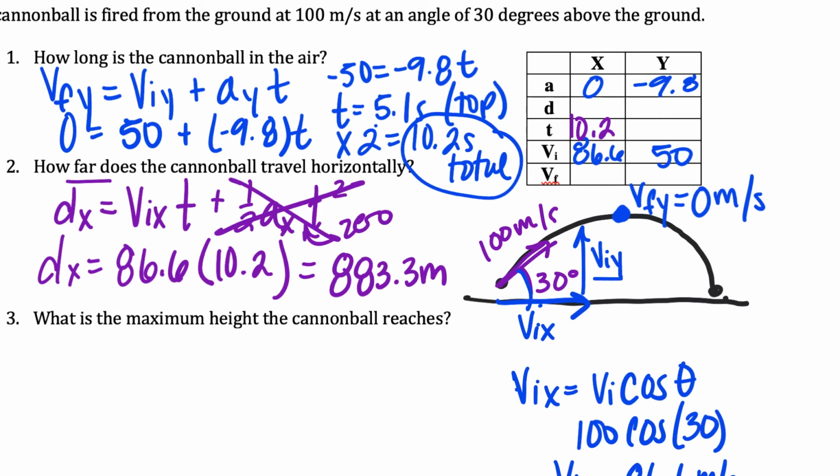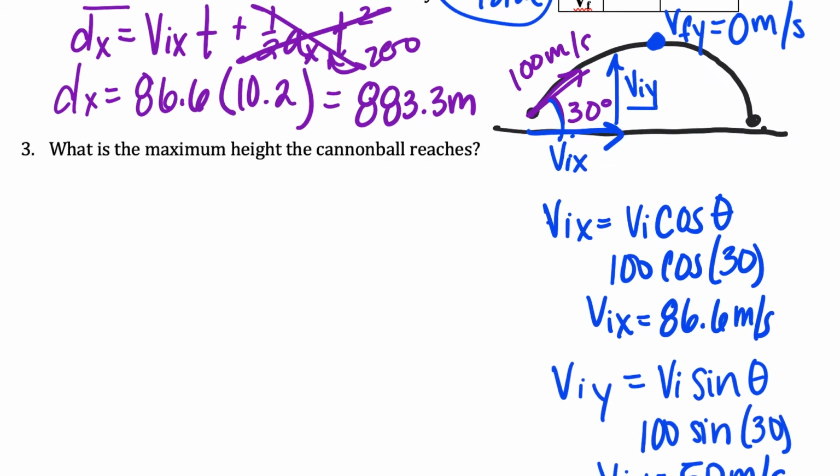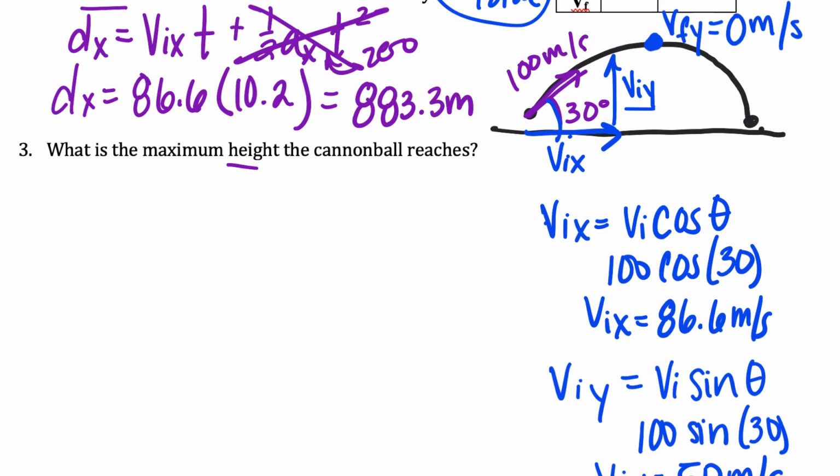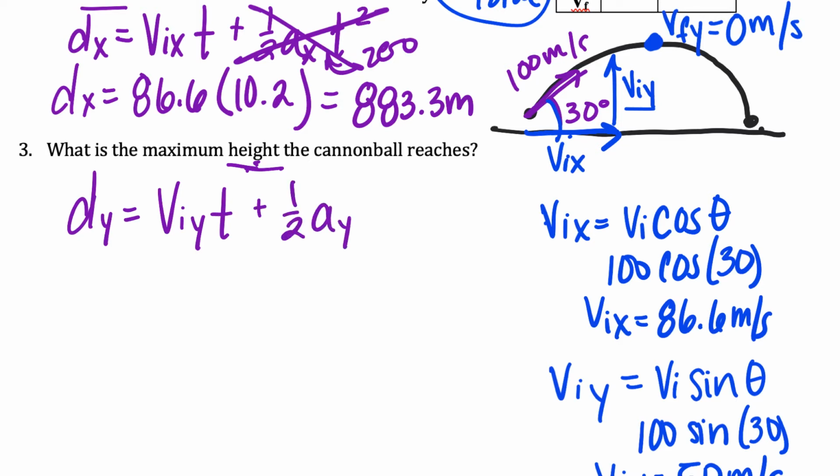All right, so now let's move on to the last question here. We want to find the maximum height. So height is also a distance. Now we're just looking for the vertical height. So we're going to use the same formula, but with the vertical information. So it's going to be the initial vertical velocity times time, plus 1/2 times our vertical acceleration times time squared.